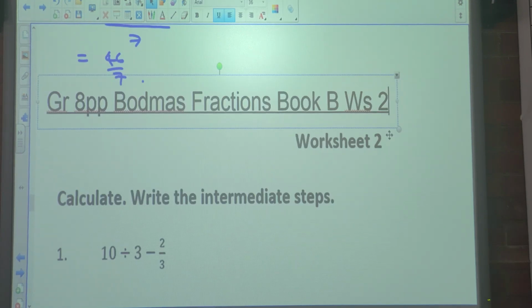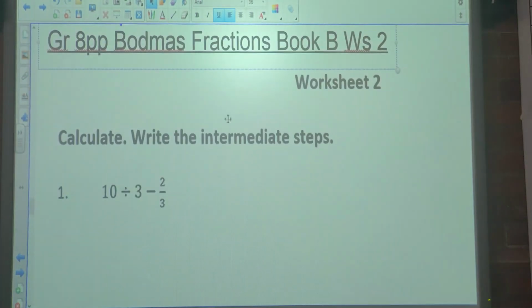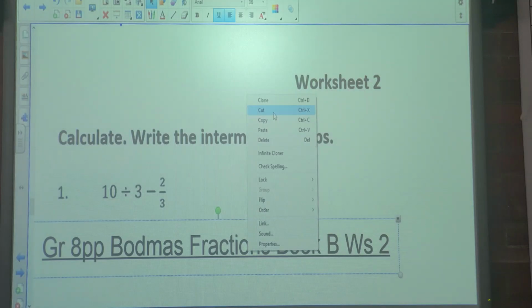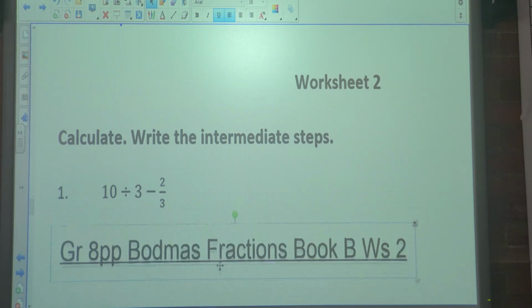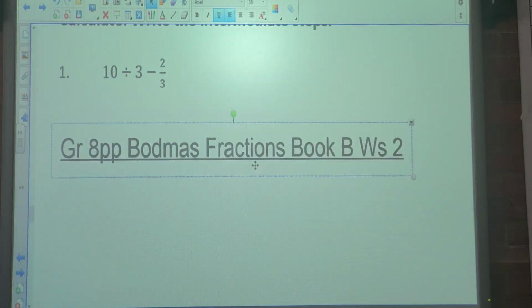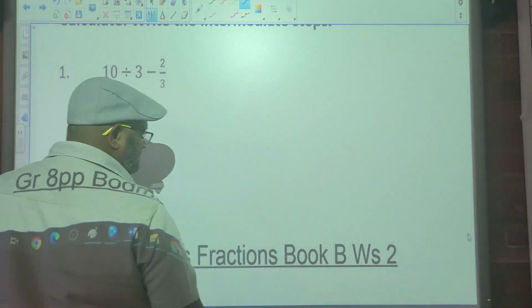So we're looking at Bodmas Book B Worksheet 2. The odd numbers. Okay. Let's look at the first one. Number 1. So we've got division and subtraction. What must be done first?